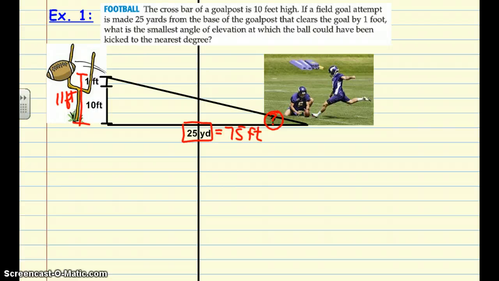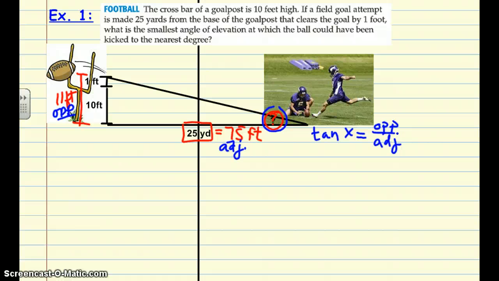Now, knowing we are trying to find this angle right here, we need to take a look at what information we are given. Well, the 75 feet is the adjacent side, and the 11 feet is the opposite side. And so which trig ratio do we use for that? Right, we use tangent. Tangent of whatever our angle is, opposite over adjacent.